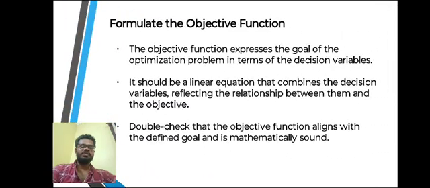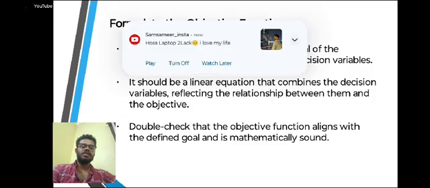Formulate the objective function. The objective function expresses the goal of the optimization problem in terms of decision variables. It should be a linear equation that combines the decision variables, reflecting the relationship between them and the objective. Double check that the objective function aligns with the defined goal and is mathematically sound.